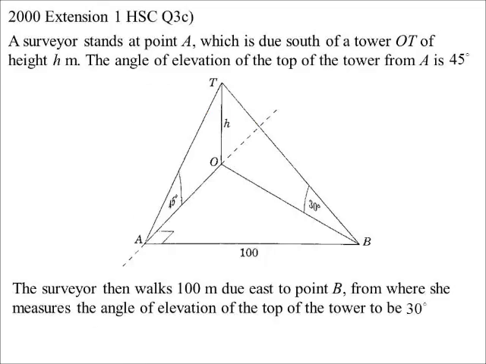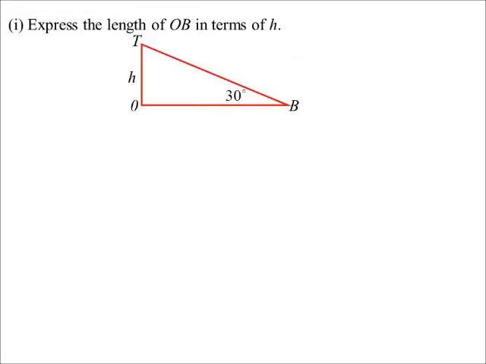2000 gave us this particular diagram. Surveyors, they love finding heights of things. This is what they do. They survey, get their little theodolites out and check out the angles. Okay, so what's this one doing? We've got a tower, OT. Height H, angle of elevation from A is 45 degrees. But they then walk 100 metres due east to B, and the angle of elevation now becomes 30. Now, we're going to find the length of OB in terms of H.